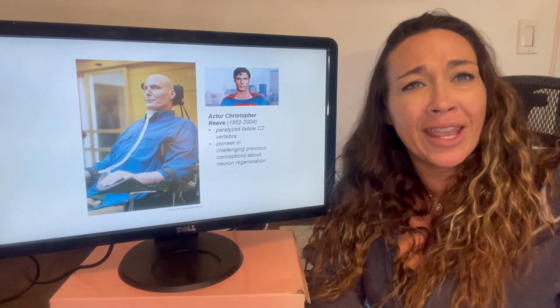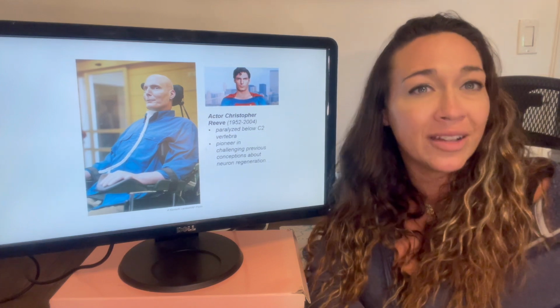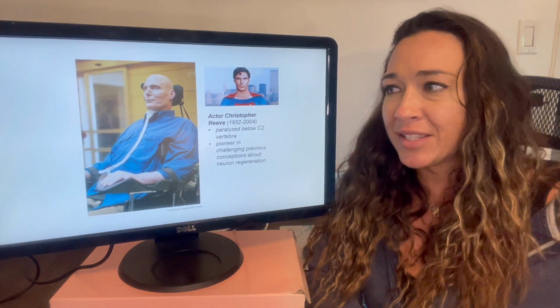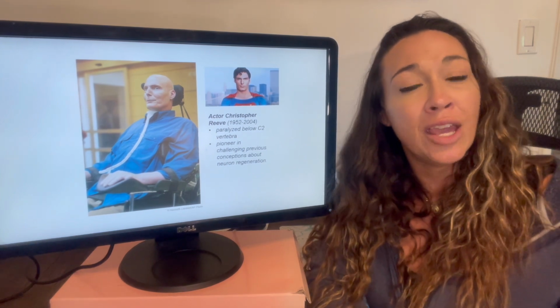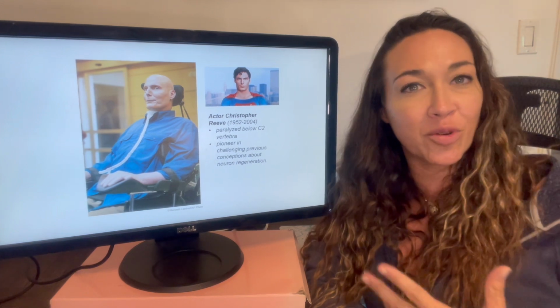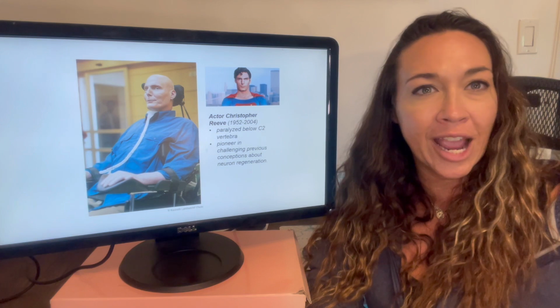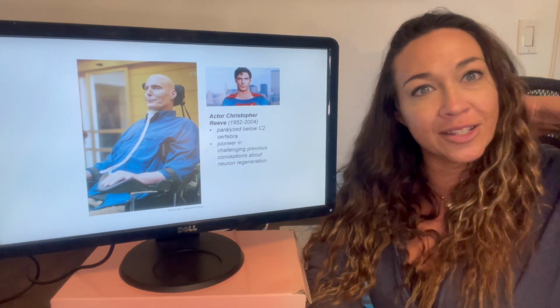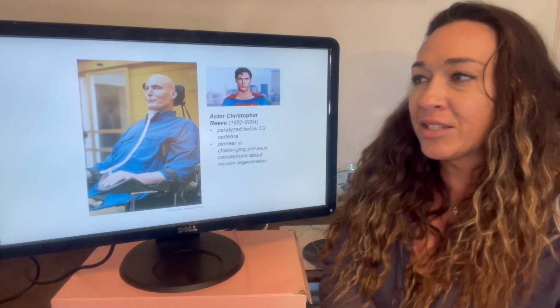Now, unfortunately, we can't always regenerate these parts. If you have damage enough that it causes permanent damage to your nervous system, you can potentially be paralyzed. And that's what happened to actor Christopher Reeve, who famously played Superman. When I was growing up, this was the Superman that we knew. And then through a horseback riding accident, he fell off his horse and hit basically the back of his neck and he broke his back. And then he was paralyzed forever.